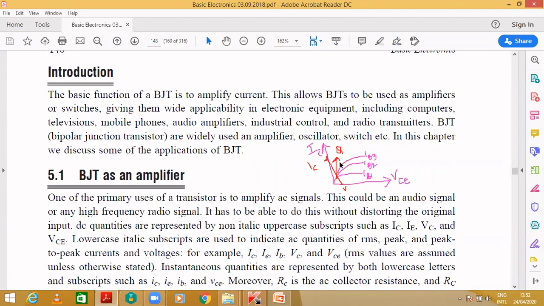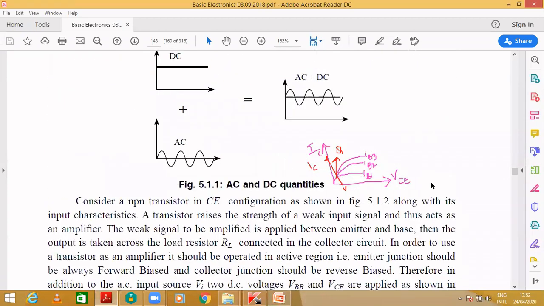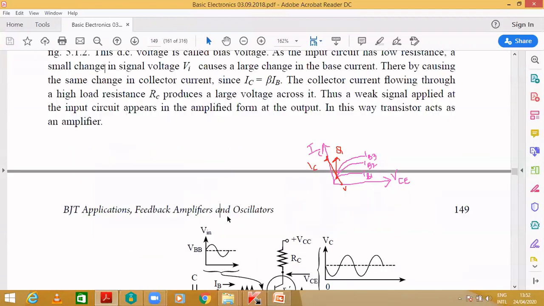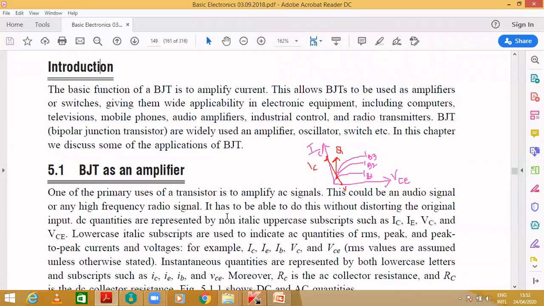In the amplifier, your transistor is given a DC supply. So this is plus VCC. Why are we giving plus VCC? This plus VCC is nothing but the DC supply. Why do we have to give DC supply? In order to fix the operating point. So how can I fix the operating point? Let's see.